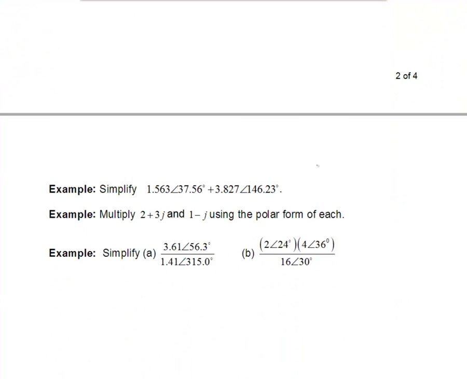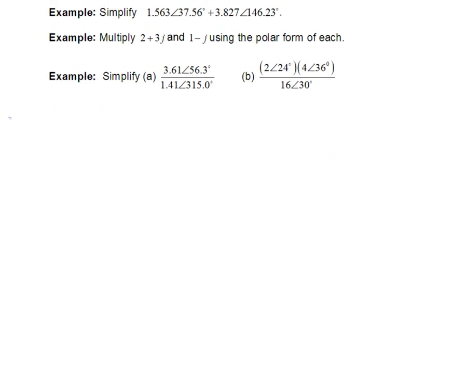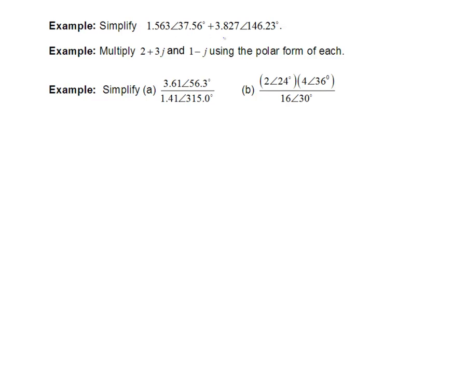We have a couple of examples then on the last page. So we have an addition here first. So when we're adding, these are both polar form. Step 1 for question 1 is going to be change them to rectangular form. So to change them to rectangular form, remember we're going to have to express them as 1.563 cosine of 37.56 plus 1.563 sine of 37.56.